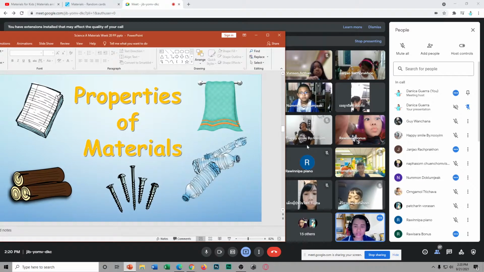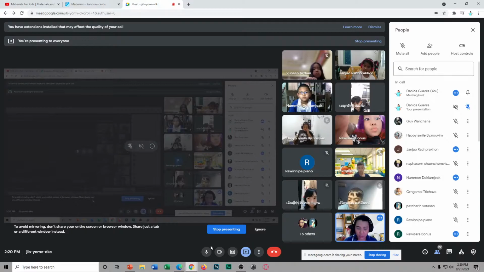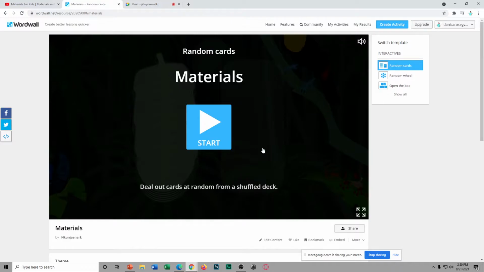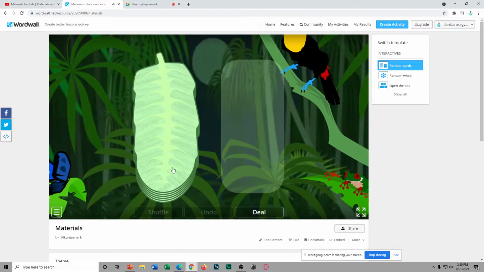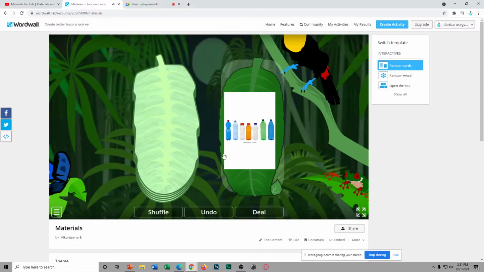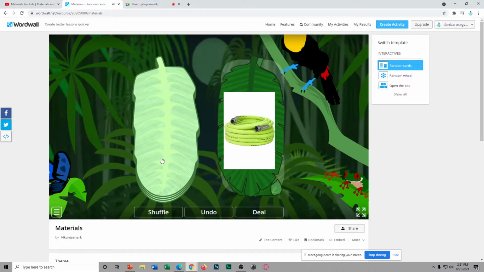Okay, before we discuss the properties of materials, I want to share this one with you. Do you see it? Now you are just going to tell me what object it is and also what kind of material was used in making these things. The first one is, what do you call this? Plastic bottles. Plastic bottles are made of plastic, chemical. Yes.